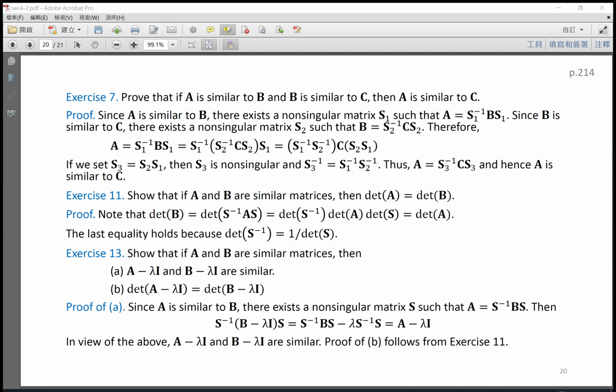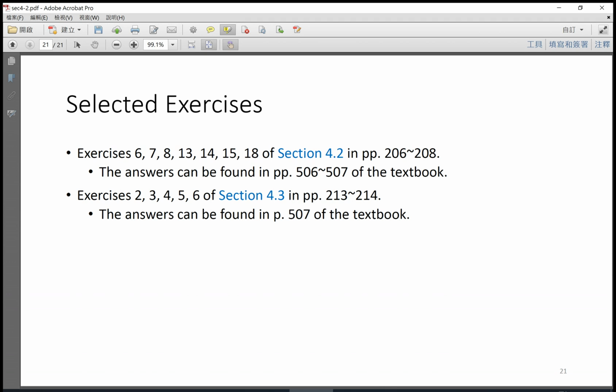In this slide, I have selected some well-known results regarding similarity transformation, and I have provided detailed solutions for each exercise. By studying these results, you can enhance your understanding about similarity transformation. Finally, I have selected some exercises for you to practice. I have selected exercises in section 4.2 and section 4.3. The answers of these exercises can be found at the end of the textbook.